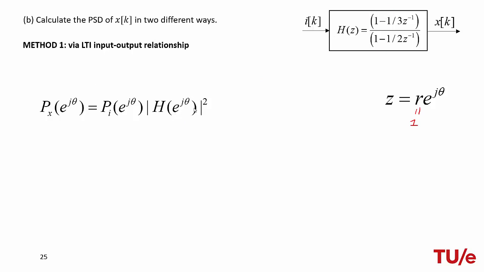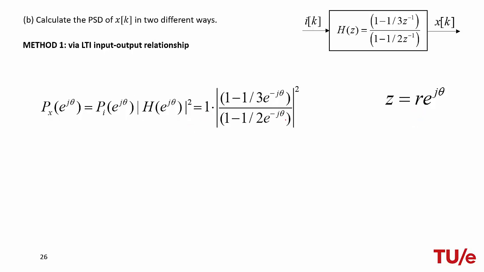To calculate the frequency response of the system given the system function, we simply need to evaluate the complex variable z on the unit circle. And if we do so, we obtain this expression where we have substituted for the power spectral density of the input noise, the variance of the input noise, which is equal to 1. And for the frequency response, the system function evaluated on the unit circle.